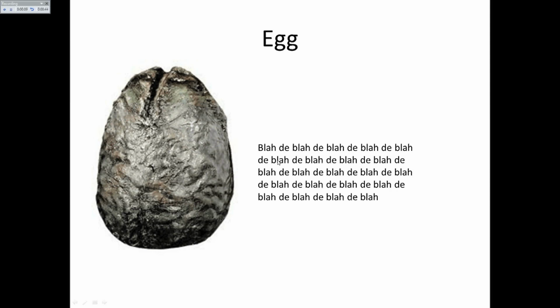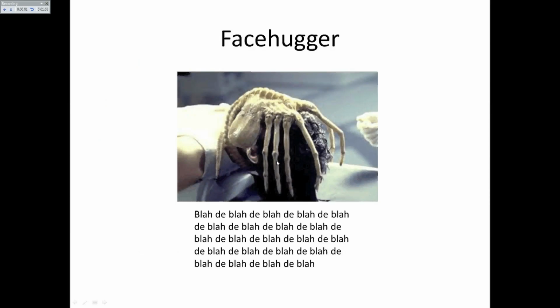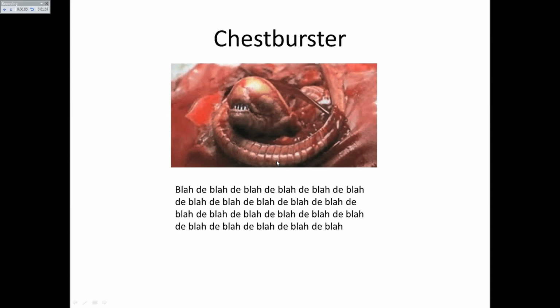So for example here, this is the egg stage of the alien life cycle. I would give information here about that particular life cycle stage in the alien's life. And then I would move to the next slide, and I would do the same here for the Facehugger. And then on to the next slide, and I would give the same information regarding this slide, and so on.